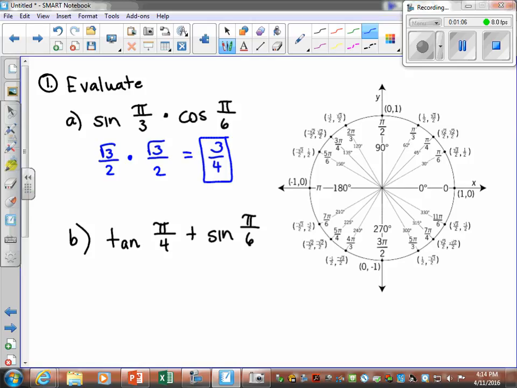Okay, also let's calculate the tangent at pi fourths. Tangent is your sine over your cosine, so that's just going to be 1. Sine at pi 6, excuse me, let's go to pi 6. The sine value is just going to be 1/2. So we calculate that 1 plus a half is just going to be 3/2. So just a little warm up on some evaluation there.